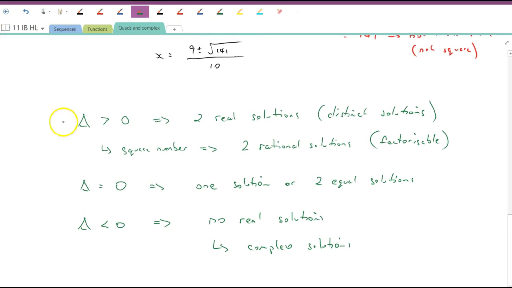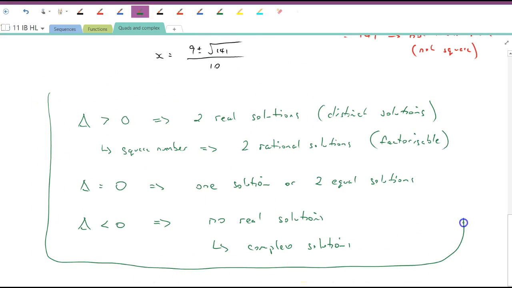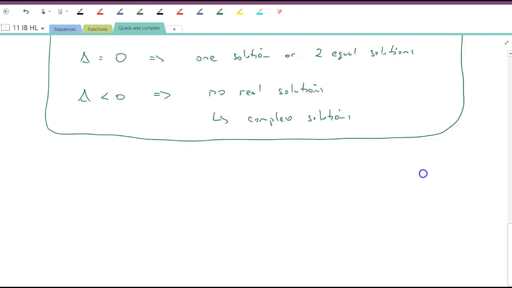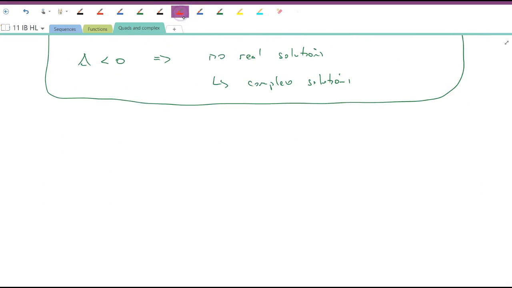So there's our discriminant information, and what the discriminant tells us and what the value of the discriminant actually means. Okay, the last thing we're going to look at in this screencast is Vieta's theorem.